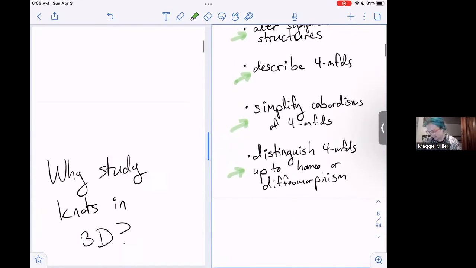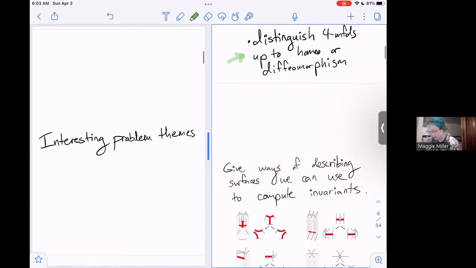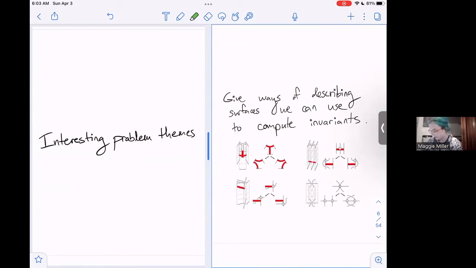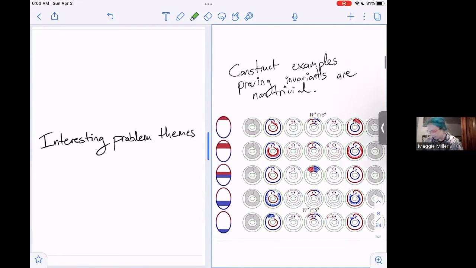So some themes for what people study in dimension 4, or at least what I study in dimension 4, using surfaces are giving ways of describing surfaces. It's pretty easy to draw a diagram of a knot in S3 or even in a general three manifold, but it takes a lot more thought to figure out how you're going to describe a surface in a four manifold in order to compute an invariant or say something specific about it.